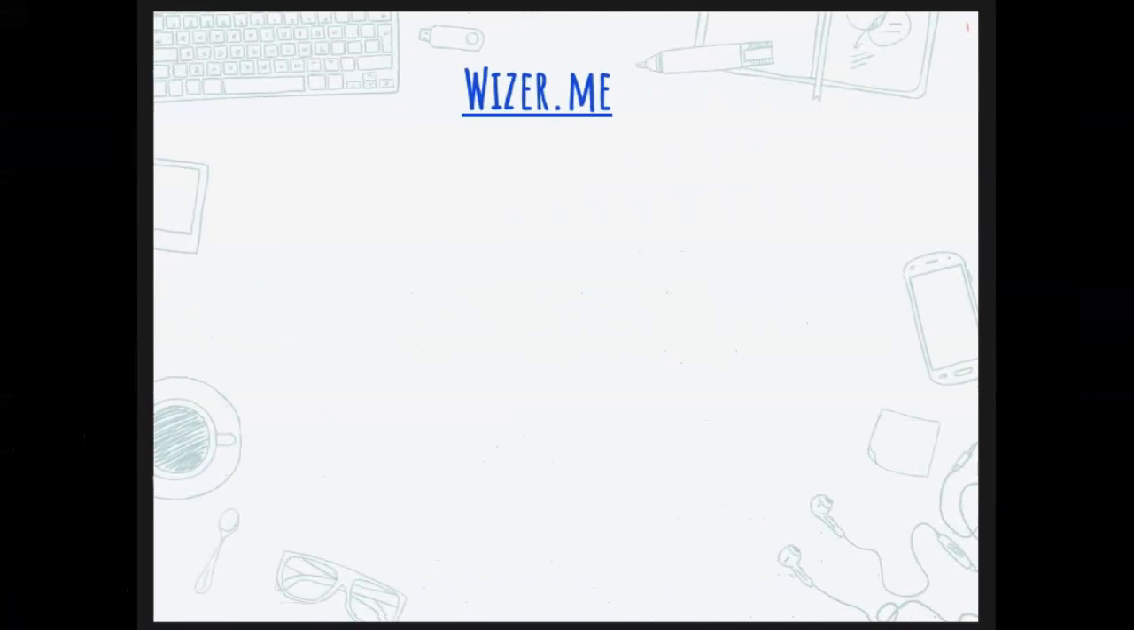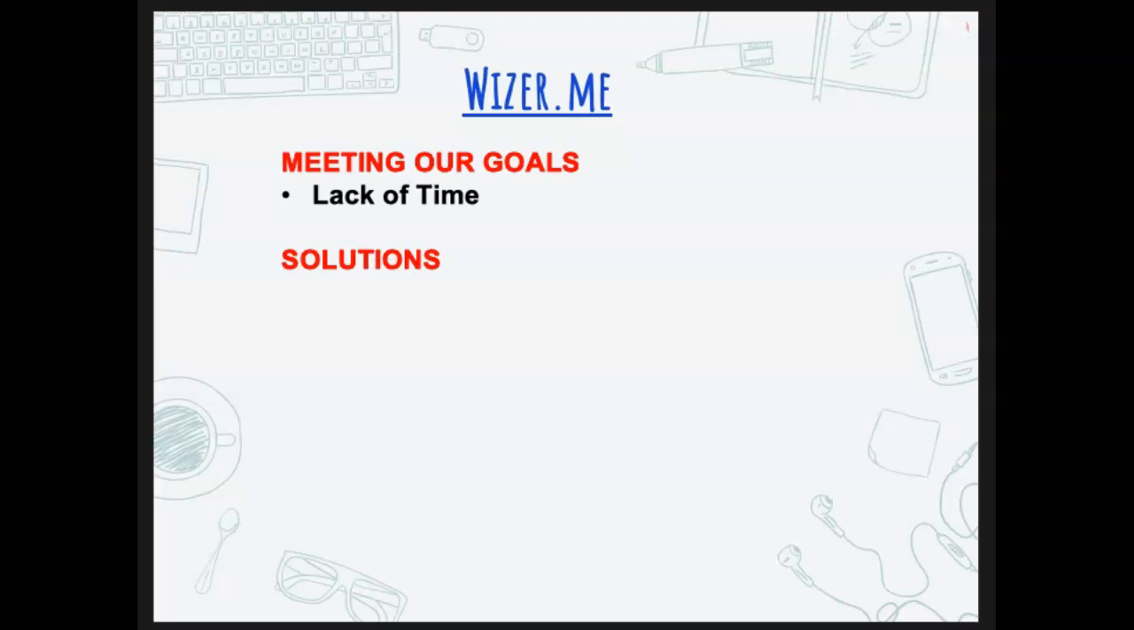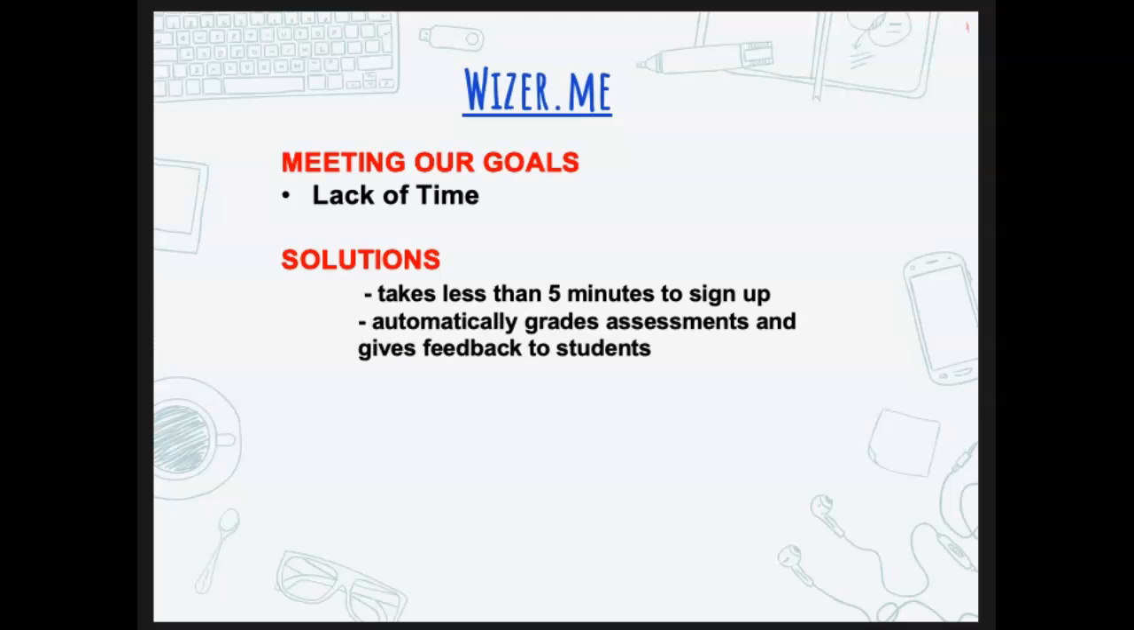Now that we've discussed all the wonderful things Wiser.me can do, let's go back and see if we met our goals for today's professional development session. One of our goals was to meet the needs of teachers, and one of the problems teachers faced was lack of time. Some solutions offered by Wiser.me to combat this are: it takes less than 5 minutes to sign up for Wiser.me. Wiser automatically grades assessments and gives feedback to the students.